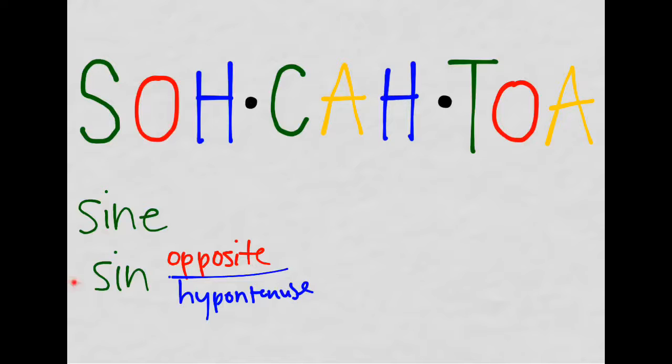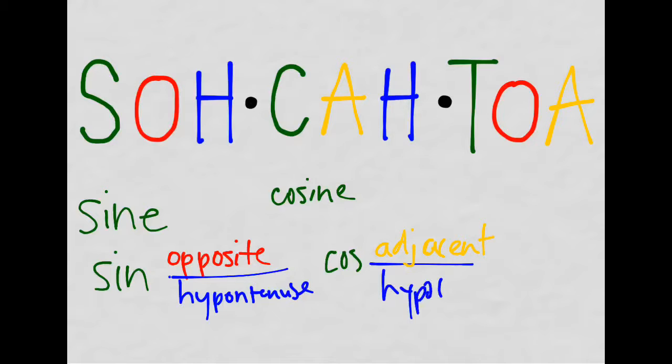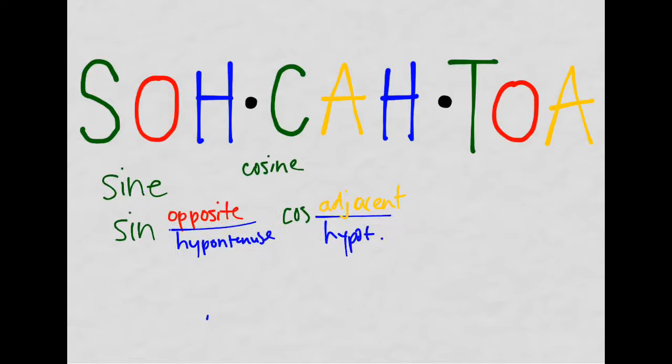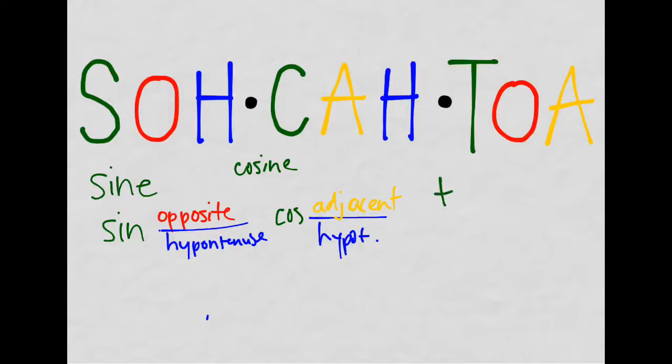S-O-H. The cosine, which is spelled this way, or written as cos, like this, is the adjacent over the hypotenuse. I'm going to start abbreviating here. Okay, and then the tangent of some angle is equal to the opposite over the adjacent.